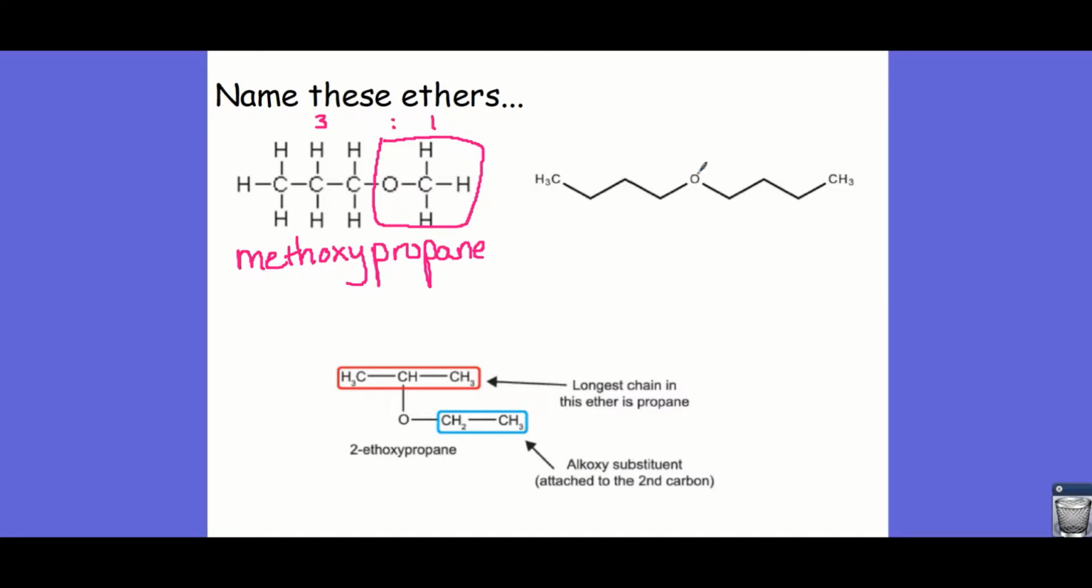So here we have an ether with a skeletal structure. We have 1, 2, 3, 4 carbon atoms on this side, and 1, 2, 3, 4 carbon atoms on this side. So nice and simple, it doesn't matter. Butoxybutane.